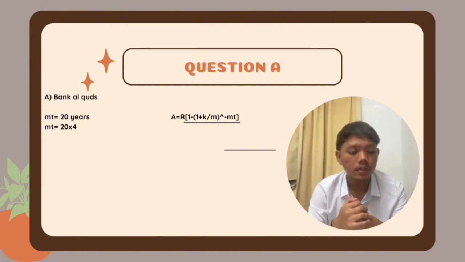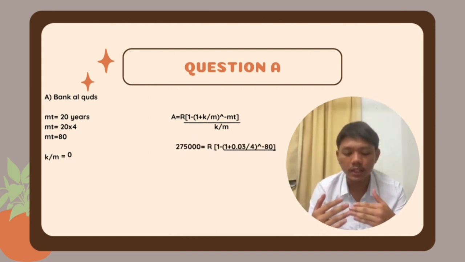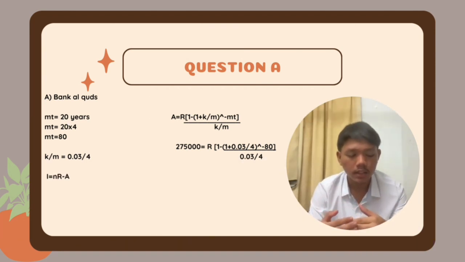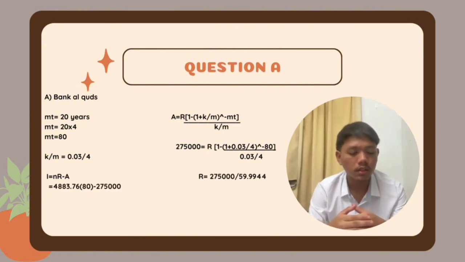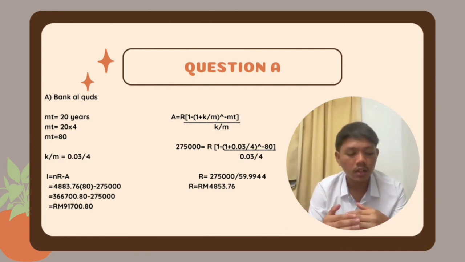First, we have to solve the question for Bank Al-Quds. First, we have to find the MT. We have to look at the term of the loan and multiply the term by the annual. In this question, the term of the loan is 20 years and the annual is 4. 20 multiplied by 4 gives the answer 80. For the K over M, we have to find it by dividing the interest rate by the annual. The interest rate is 0.03 divided by 4. In this question, we solve it by using the formula, then insert the numbers in the formula.